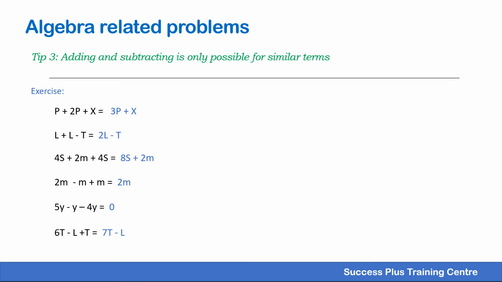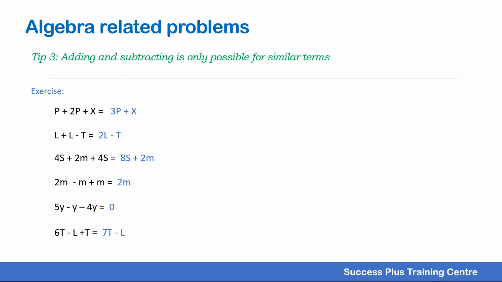P add 2p add x equals 3p plus x. We can only add the similar terms. So we'll add p with 2p, but we cannot add x with p. The next one, L plus L take away t equals 2L take away t. 4s plus 2m plus 4s equals 8s plus 2m.